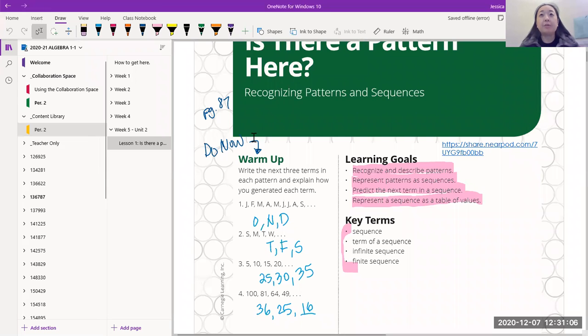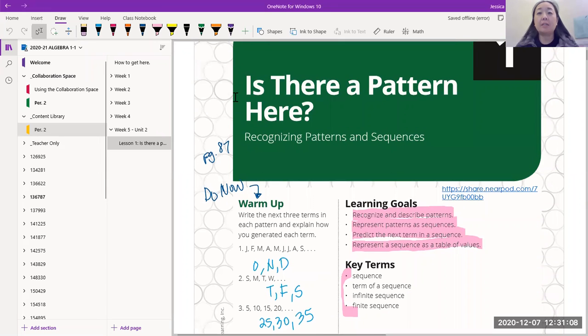Hi, everyone. So we are starting a new unit. The first lesson is called "Is there a pattern here?" We're going to be recognizing patterns and sequences.